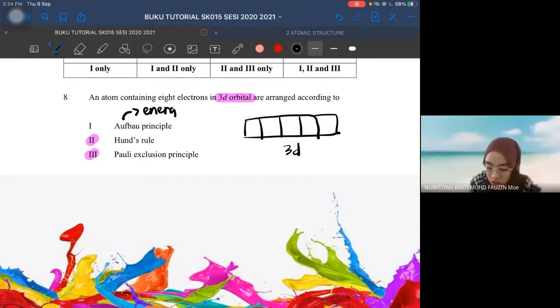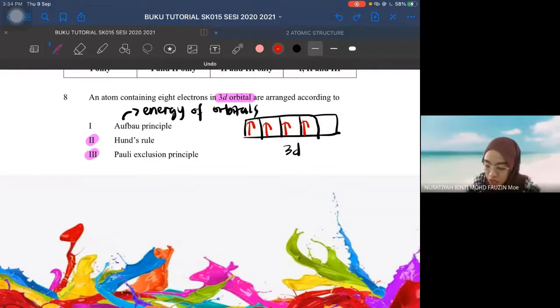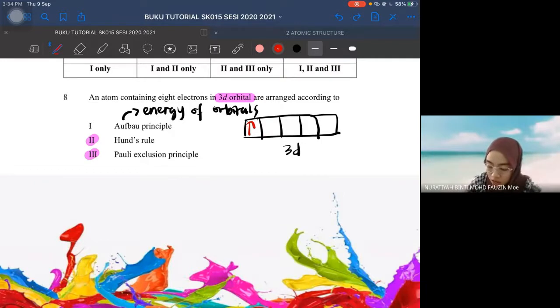So according to Hund's rule, it will fill in singly first, then pair up. Like this, 1, 2, 3, 4, 5. Singly first and then you pair up. If you fill the second electron in the same orbital, you violate Hund's rule. That violates Hund's rule. As for the Pauli exclusion principle, you already know, I've said it many times.